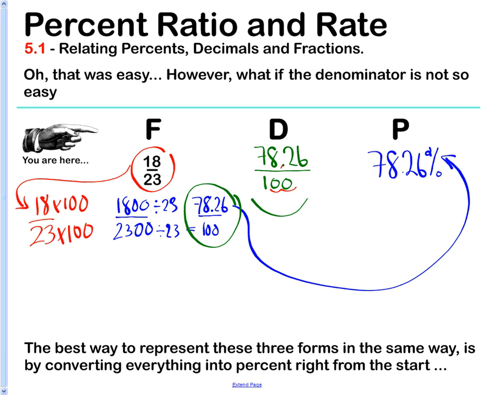We do the exact same thing to the top one, and we end up with 0.7826. There we go. We've got our fraction, an equivalent decimal, and an equivalent percentage. All of these would be the exact same. All right? So there we've gone from a fraction to a decimal to a percent.